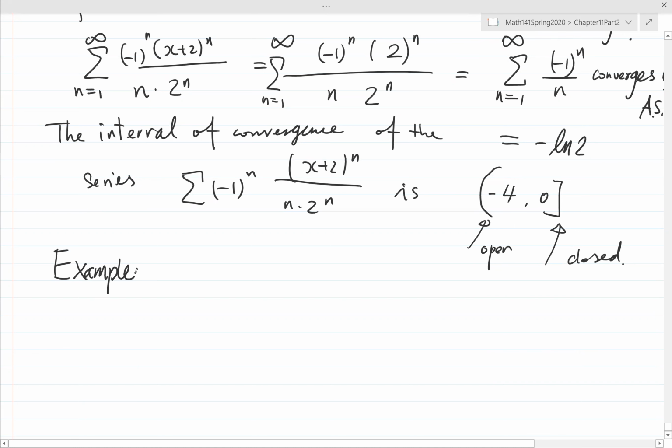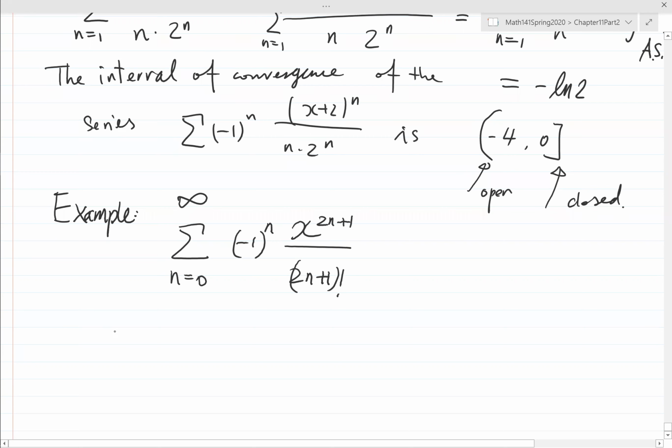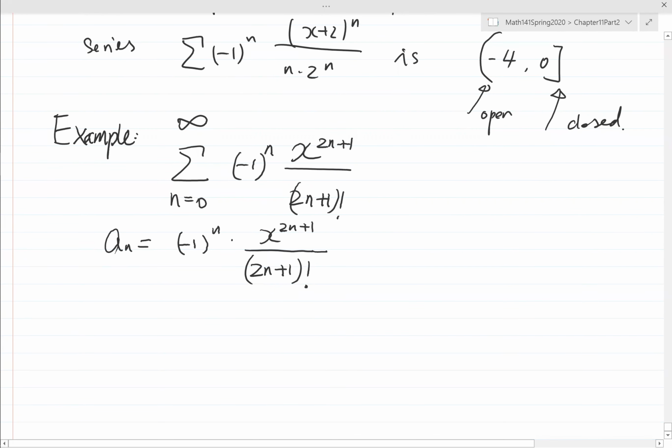This example, the sum from n equals 0 to infinity of (-1)^n x^(2n+1) over (2n+1) factorial. Now this general term a_n is (-1)^n x^(2n+1) over (2n+1) factorial. Now we use the ratio test. It's a power series, so we use the ratio test.